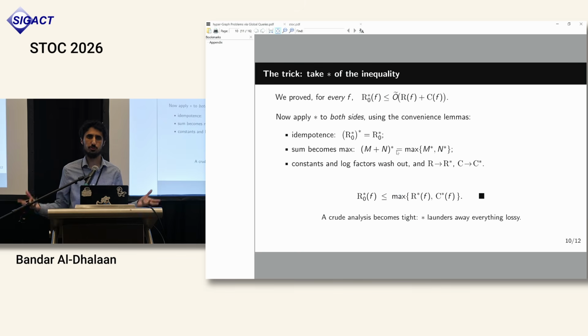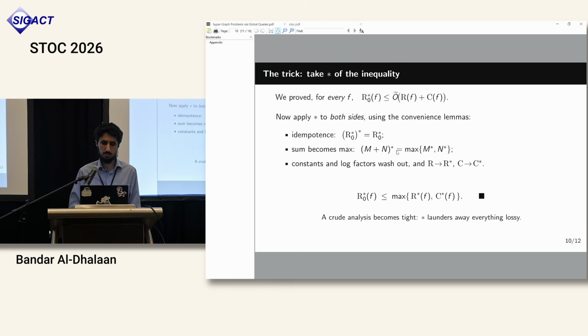So there's a trick we do. We take the star of both sides. In our paper, we prove some properties about the star operator, which help simplify this proof. Idempotence: starring a star doesn't do anything. It turns sums into maxes, and it eliminates constants and log factors. So when you star both sides of this inequality, you get the desired upper bound that we were looking for, and all of these ugly factors wash out.